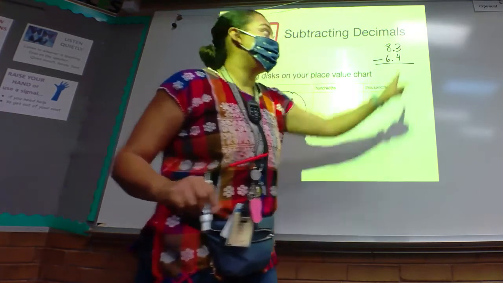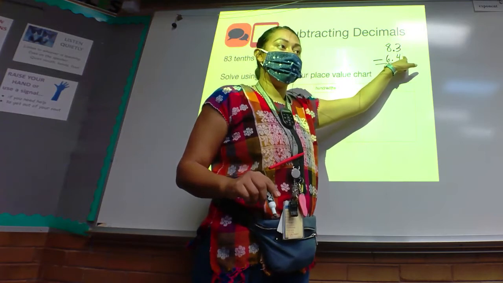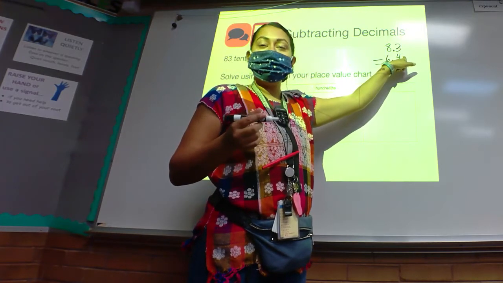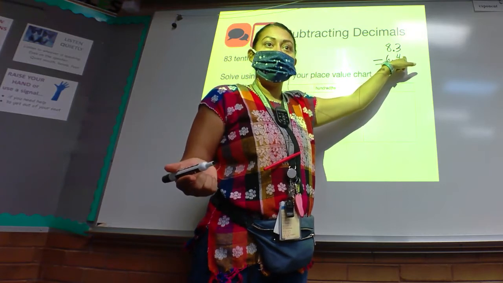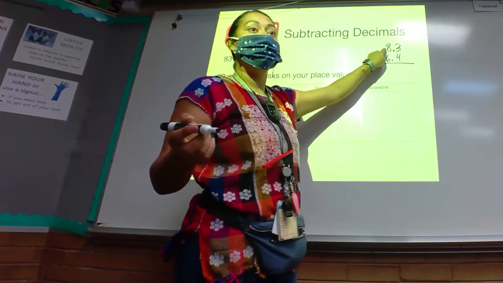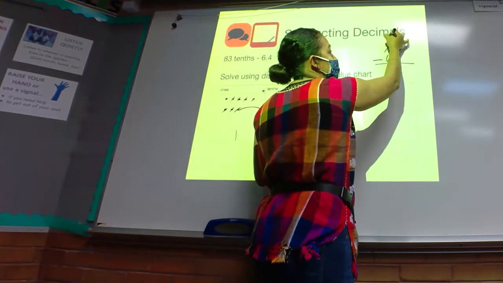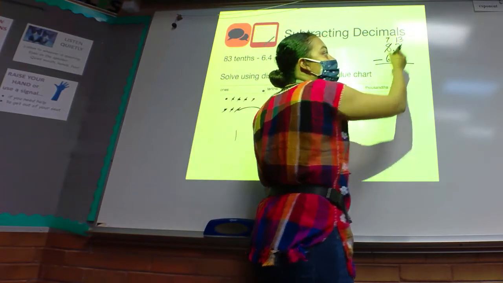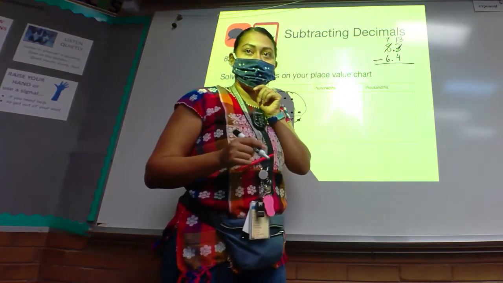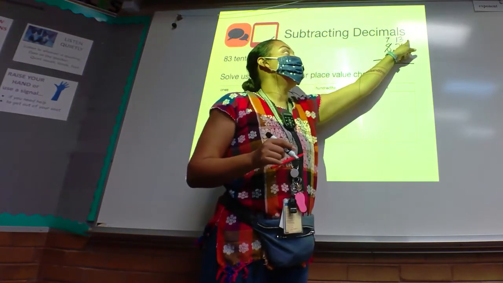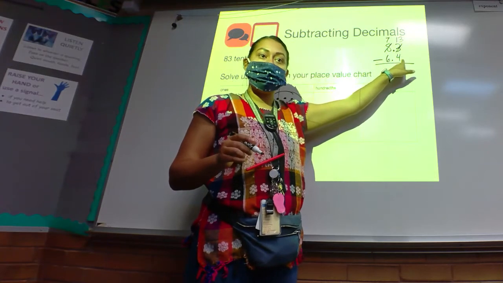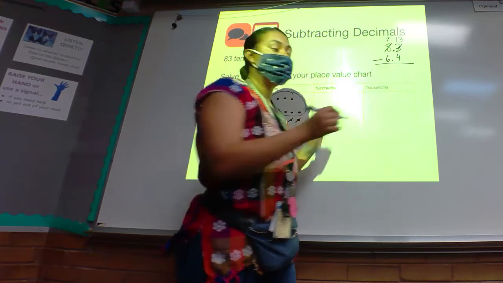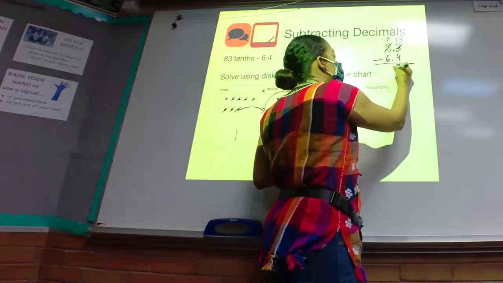Okay, so now let's subtract. 3 minus 4. We don't have enough, right? So we had to regroup. So we borrowed 1 from here, which made 7, and then made 10 more into 3. So now we have 13 tenths. So now 13 tenths minus 4 tenths equals 9, decimal.